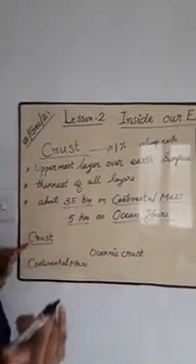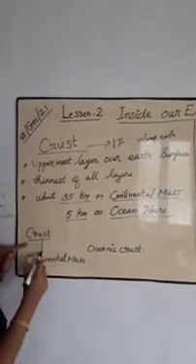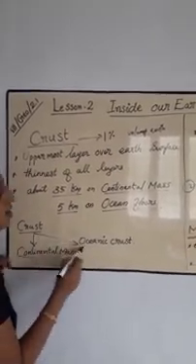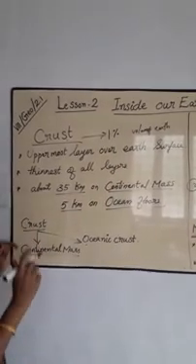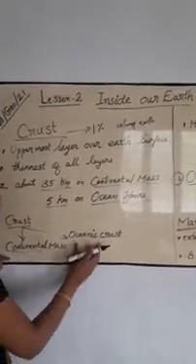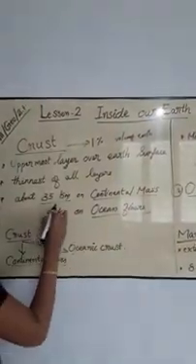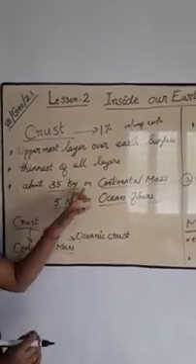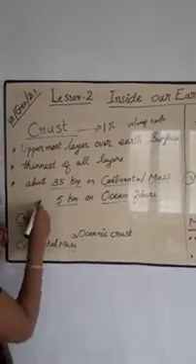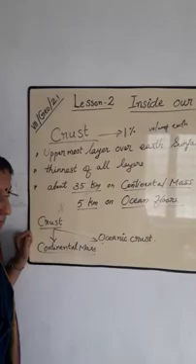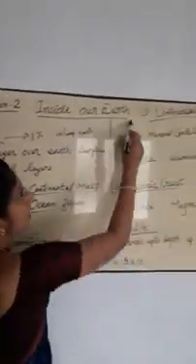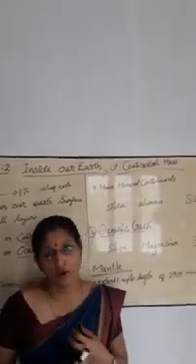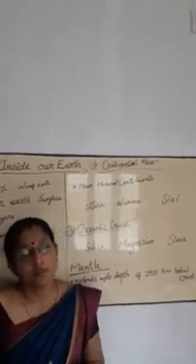First of all, I introduce the crust. It has two types, continental mass and oceanic crust. The crust is about 35 km on continental mass and 5 km on oceanic floor. Now the details: continental mass and oceanic floor consist of many mineral constituents.